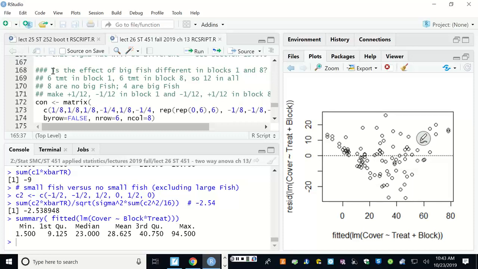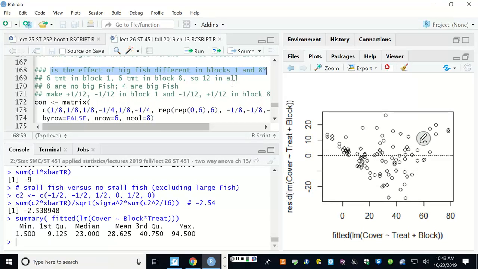You can look at more complicated things, like is the effect of a big fish different in blocks 1 and 8. So there's 6 treatments in block 1 where the big fish appear, and 6 times the big fish appear in block 8. So there's 12 times in all that the big fish appear. There's 8 treatments in block 1 where there's no big fish, 8 replications, and then there's 4. There's 12 in all: 8 have no big fish and 4 have big fish. So you kind of have to count up how that goes.